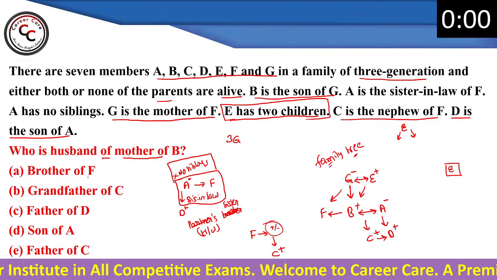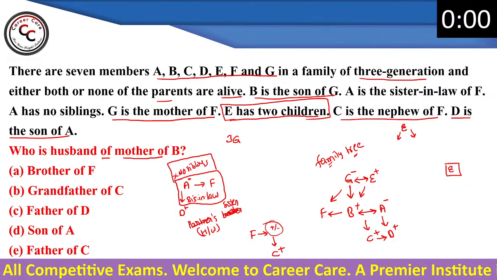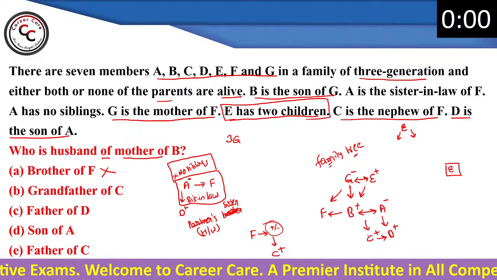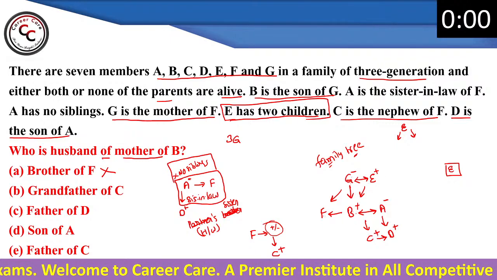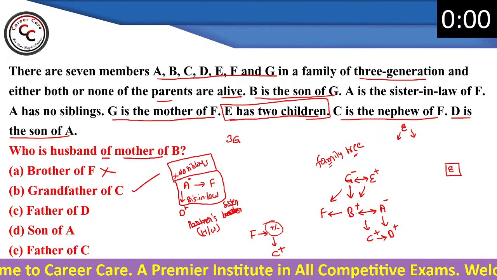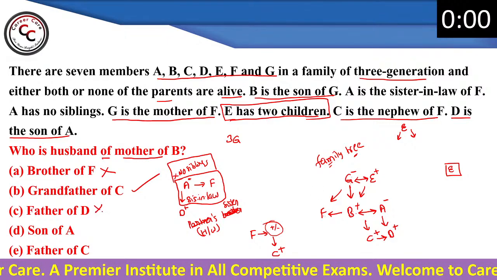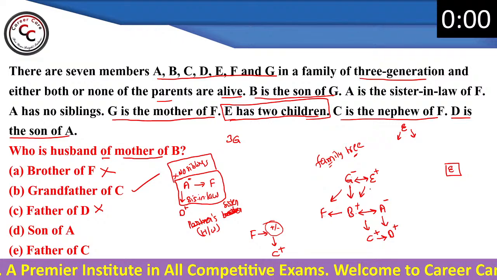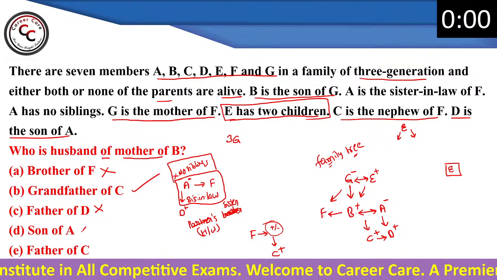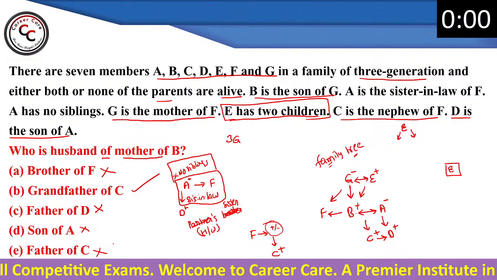Now look at the options. So what does first option say? Brother of F. No chance. Why? Because E is father of F, not brother. Remove. Grandfather of C. Obviously, father's father is called grandfather. So C's father is B and B's father is E. Grandfather of C. Let's check why not the other options. Father of D. So D is grandfather, not father. Son of A. No chance. Okay. E is not son of A. E is father-in-law of A. Father of C. No chance. Grandfather of C. So that's why you can say option number B.